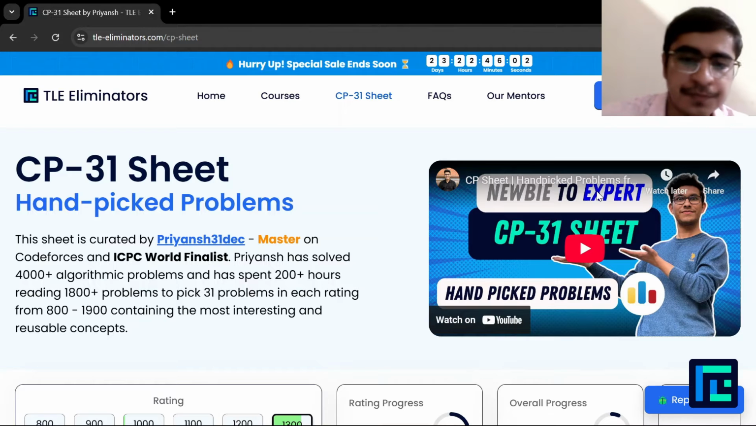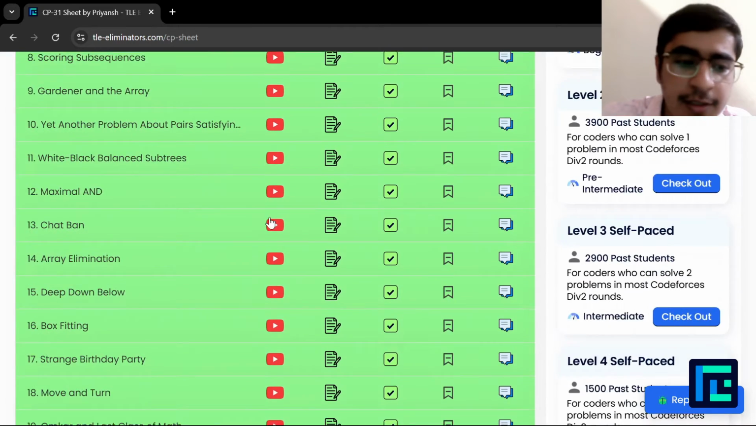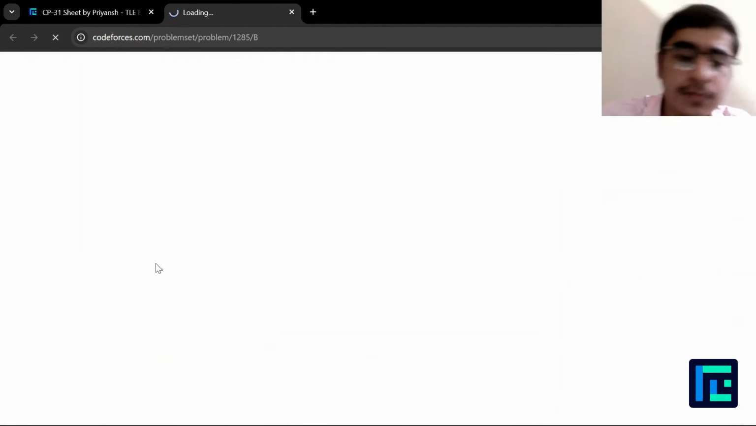So as you can see, this is the CP-31 sheet under the 1300 rated parameter, and the 1300 rated problems have been selected, and this is the 24th problem, Just Eat It.